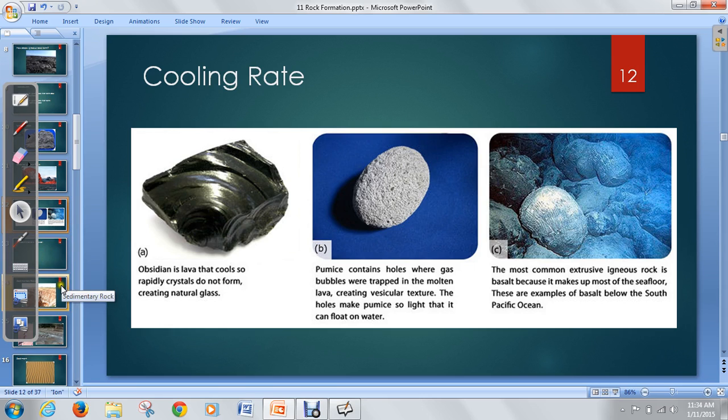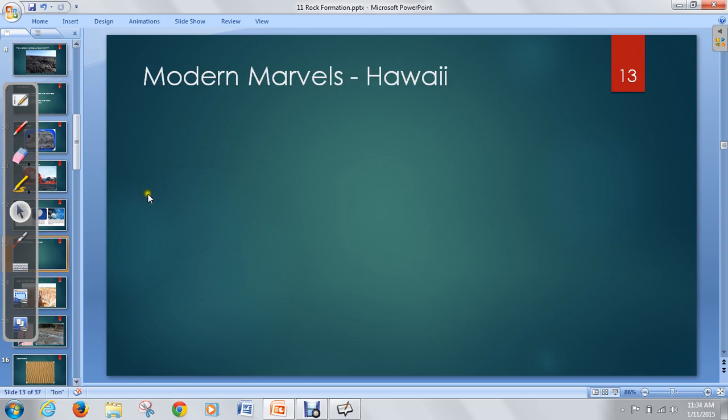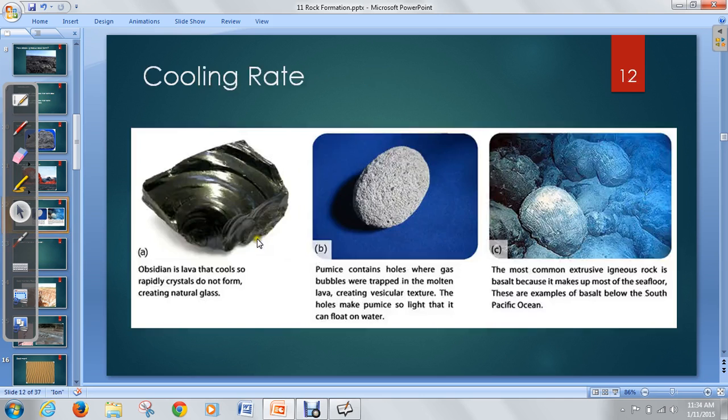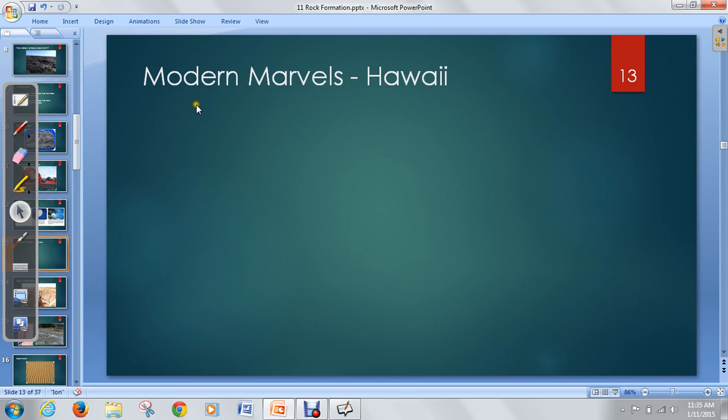Awesome. That's all we want to look at for igneous rock today. But we watched a documentary in class about the formation of Hawaii, and you can see these different types of rock that appear and the lava flow. It's really interesting. So if you have the chance, I recommend seeing this video.